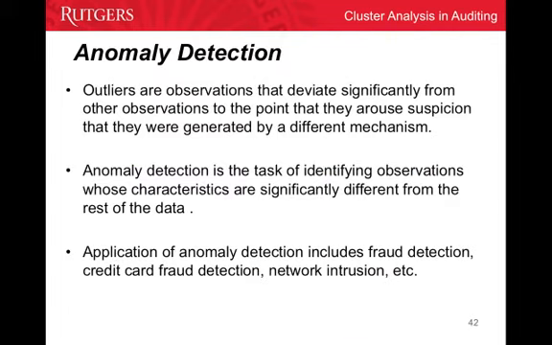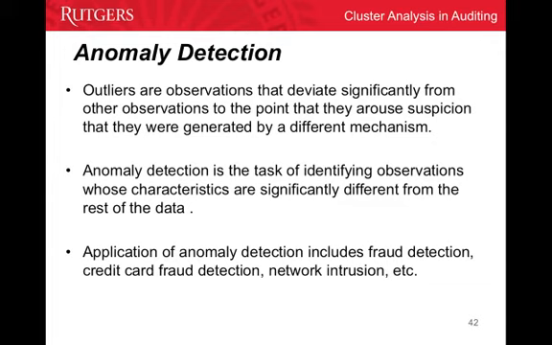Then let's take a look at anomaly detection. Basically, anomaly detection is used to detect outliers. Outliers are observations that deviate significantly from other observations to the point that they seem generated by a different mechanism. Anomalies occur for many reasons, for example, the different classes of data, the natural variation in the data, and data measurement and collection error.